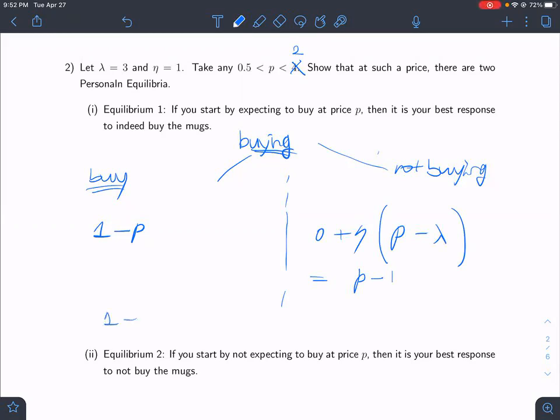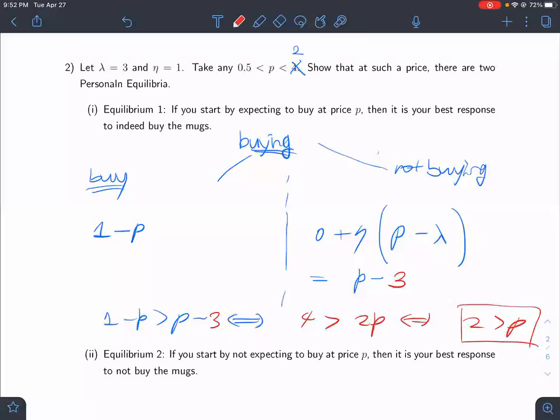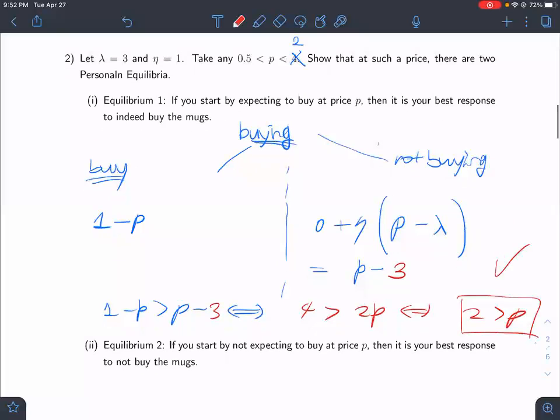So if 1 minus P is greater than P minus 1, this is same as, oh, lambda was 3. Oh, I'm sorry. I made a mistake here. It should be 3. I wrote it as 1, which was wrong. So this one is also 3. So then now the inequality becomes 4 being greater than 2P. So we have P less than 2. So this is the first inequality we need.